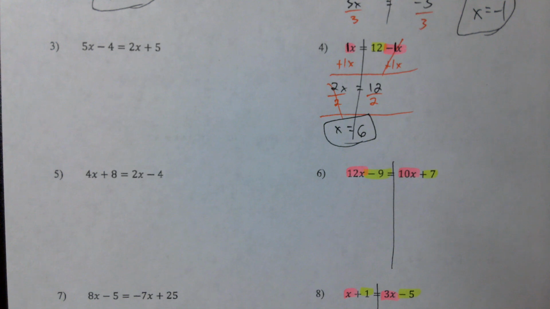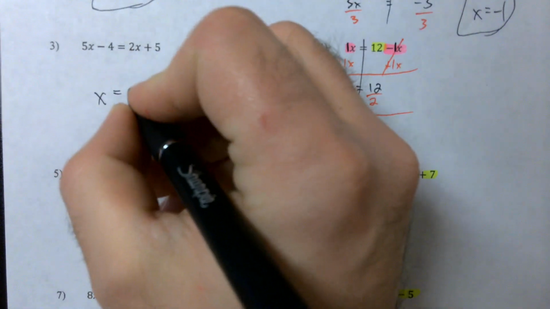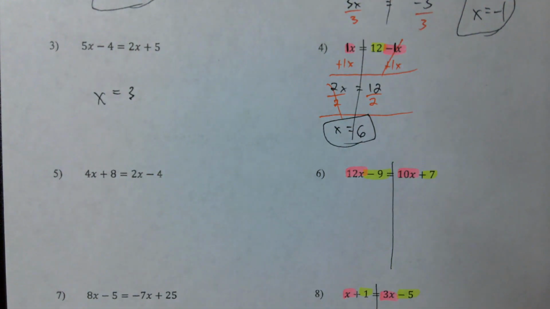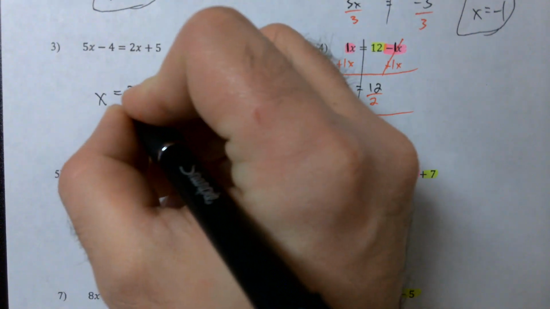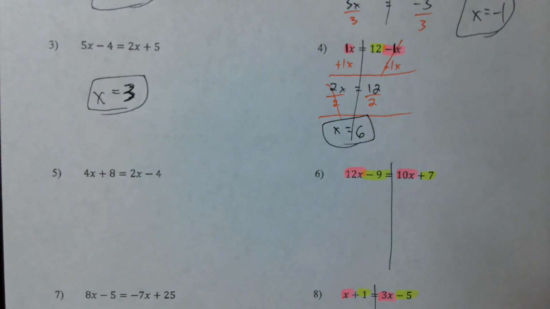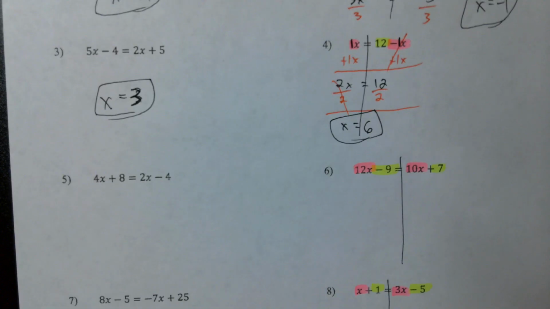What did you get for number 3? X equals 8? Oh wait, for 3? Yeah, number 3. Yeah, x equals 3. Good. So you get 3x equals 9. Let me divide by 3.